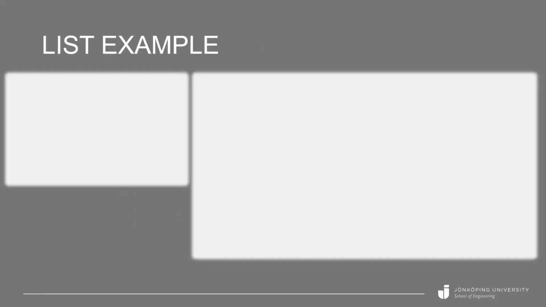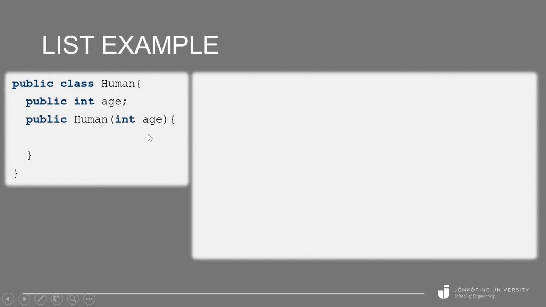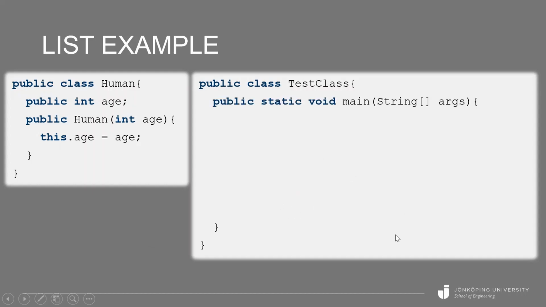So let me show you an example of how you can make use of a generic class. First we create a class here that represents a human, and the human has an age, and then we add a constructor to the human where we simply receive an age and we set it to that instance variable. Then over here we create our main program, and here we create a new array list which should store humans inside this local variable humans.